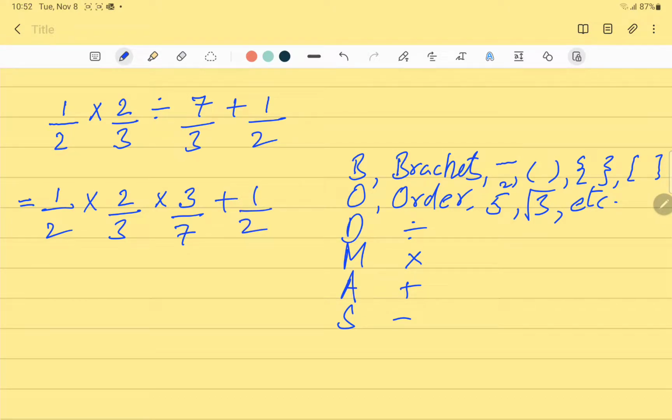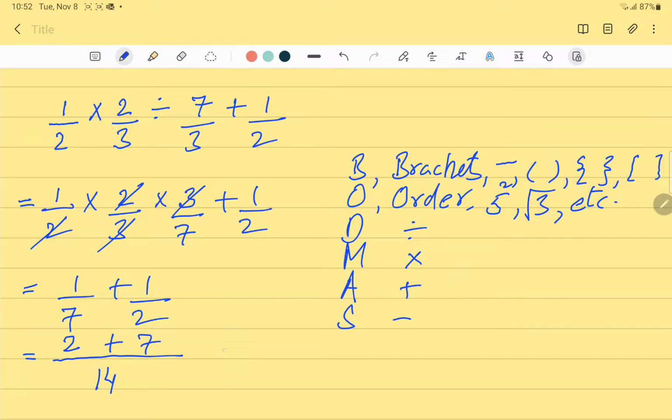Now the first 3 fractions are with multiplication, so we can solve them with each other. So this 3 cancels with this 3, 2 cancels with 2, so we are left with 1 over 7 plus 1 over 2. Let's take the LCM of these, which is 14. So 2 plus 7 is equal to 9 over 14. This is the answer to our question.